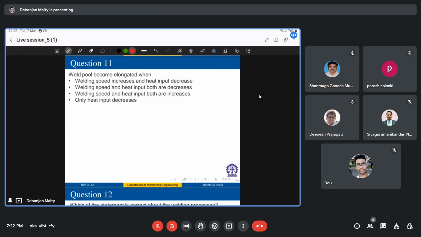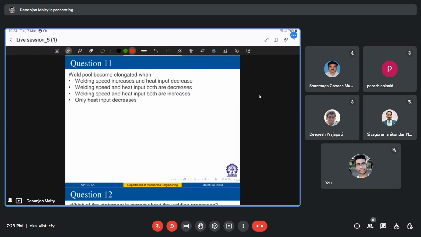Third one, great, right. In terms of pool shape, if you're increasing the heat input and welding speed both, the weld pool becomes more elongated, shifting from elliptical to teardrop shape, as discussed in the video lecture, right? I hope I should not draw it again. Anyhow, you can go through the video lecture once again. So it is basically shifting from elliptical to teardrop shape.